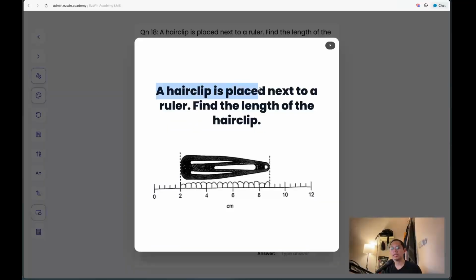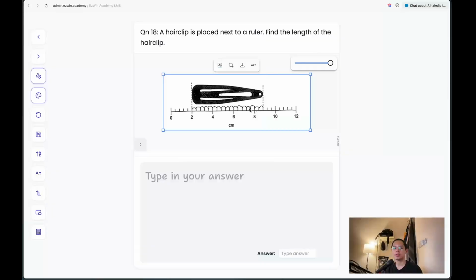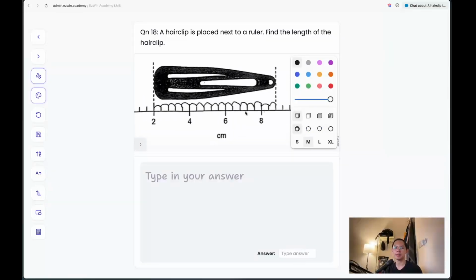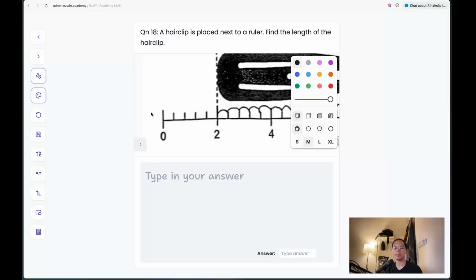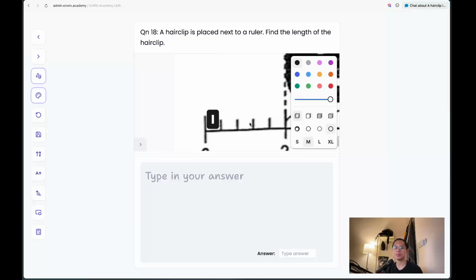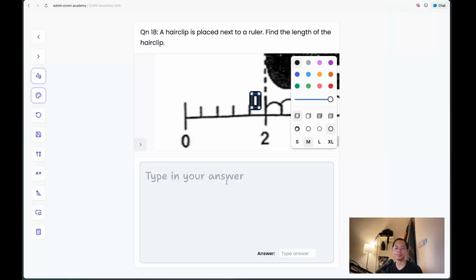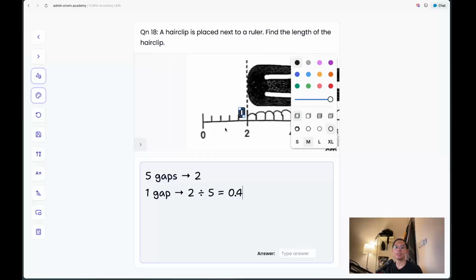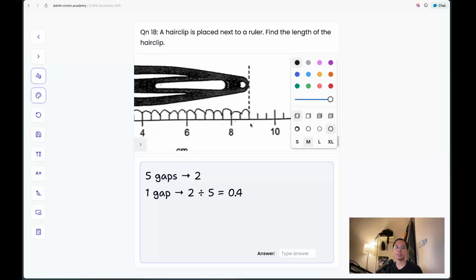Question 18. A hair clip is placed next to a ruler. Find the length of the hair clip. Okay, so let's zoom this hair clip in. So we want to calculate the number of gaps, right? So in this case, zoom, zoom, zoom. We have 1 gap, 2 gap, 3, 4, and 5. Okay, so 5 gaps equal to 2, 1 gap equal to 2 divided by 5, and this will give us 0.4.